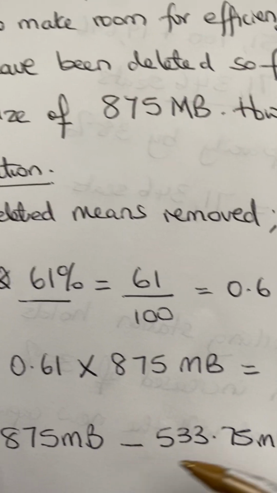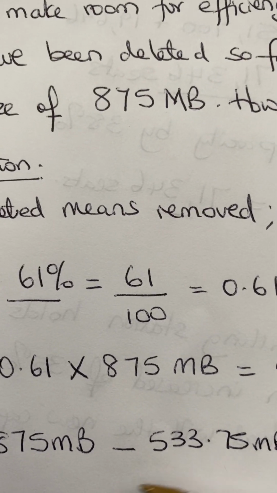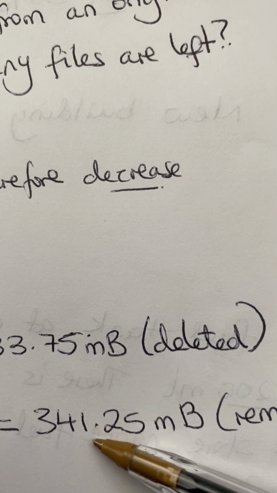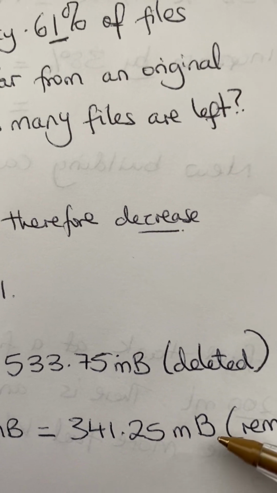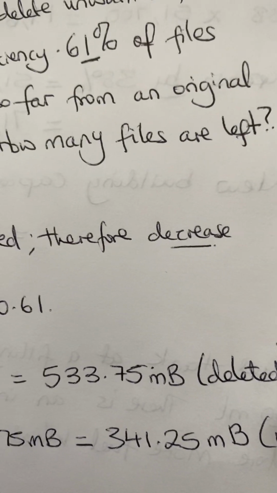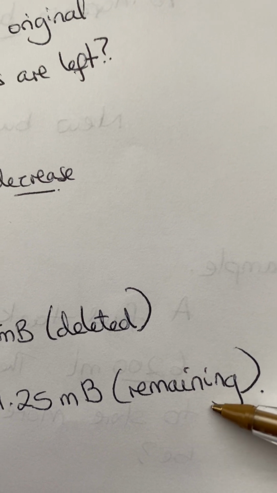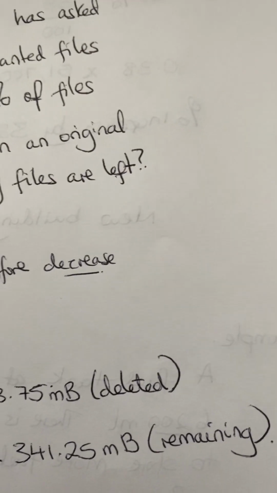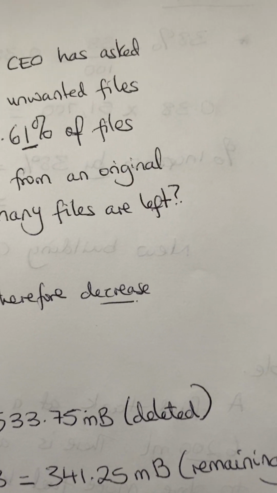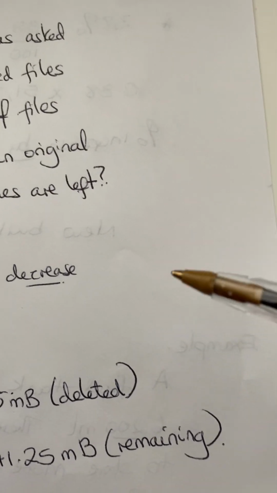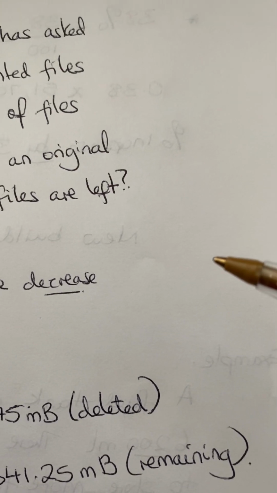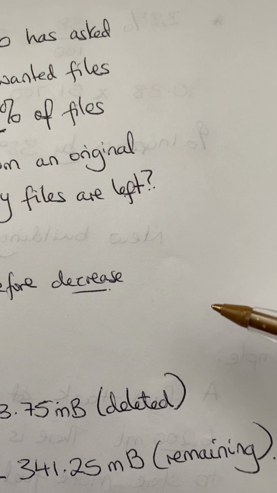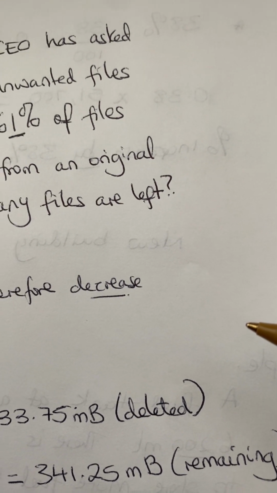When you subtract these two figures on the calculator, you get 341.25 megabytes. This is the remaining. So now the computer will have a capacity to run more efficiently and faster, so that if they have to do something on it, it won't be slowing down.